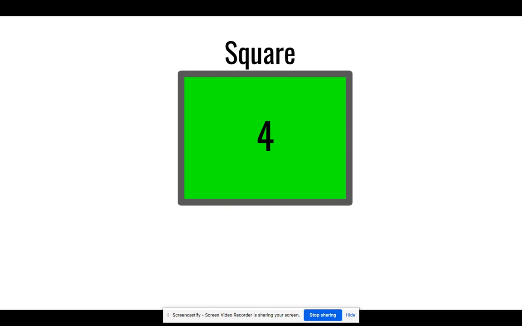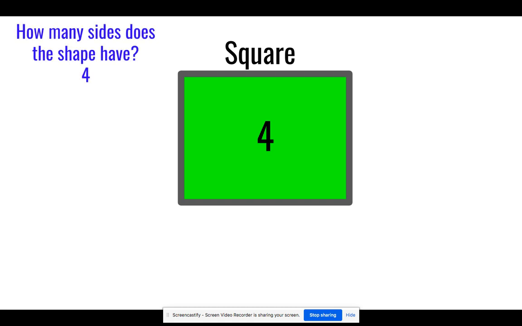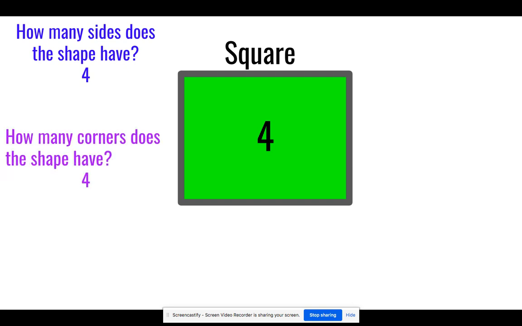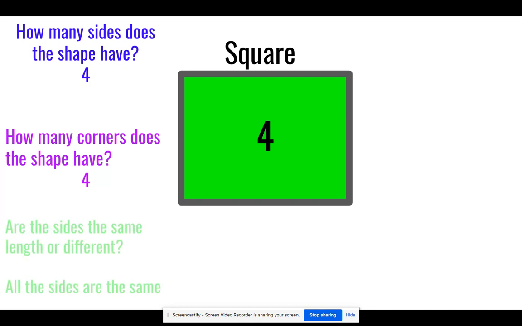Let's look at the square, for example, and think about its attributes. One attribute is the sides. How many sides does the shape have? 4. How many corners does the shape have? 4. That's another attribute. And are the sides the same length or different? Well, in a square, all of the sides are the same. Those are 3 attributes we can use to determine that this shape is indeed a square.